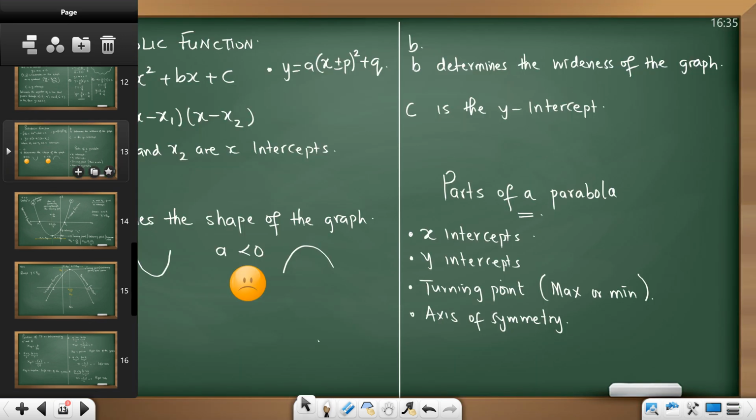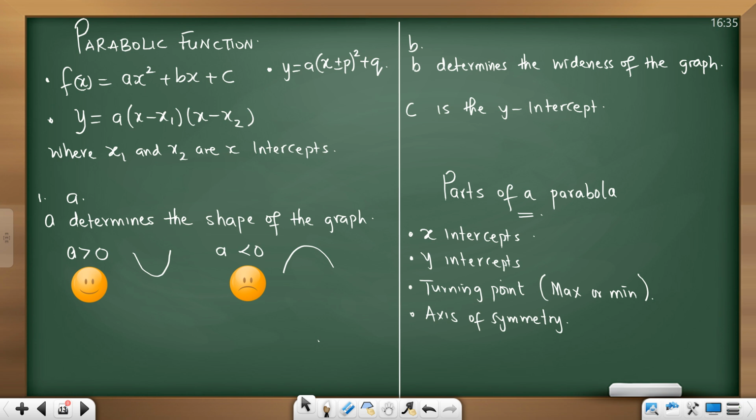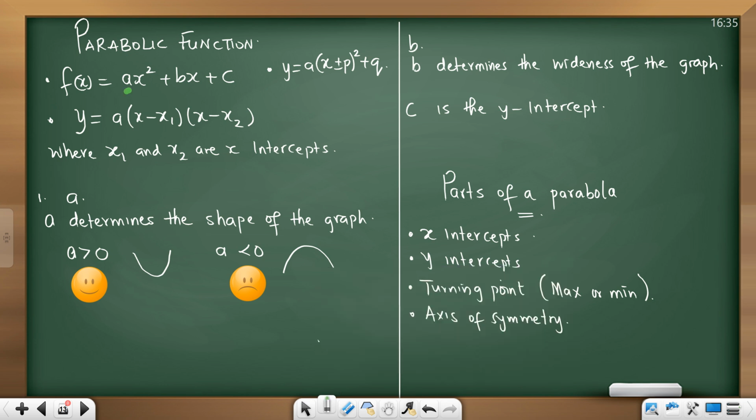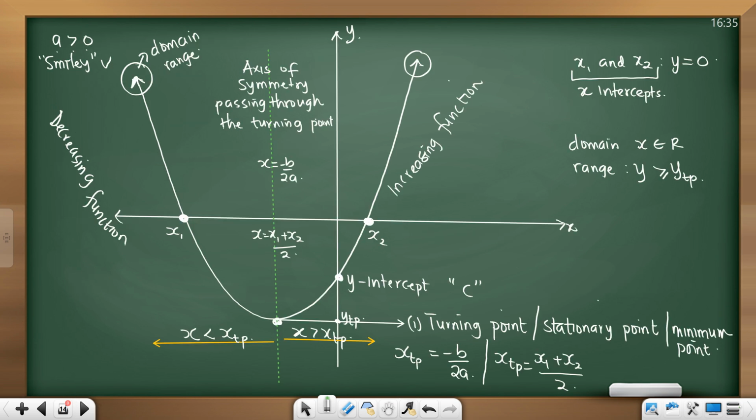And then we zoomed into a parabolic function. I wrote the formula, f(x) = ax² + bx + c. I told you what a would do, what b would do, and what c would do. We looked at part of the parabola, and how to calculate the main point on a parabola, which is your turning point. At that turning point, we said we have the axis of symmetry which passes through there. Please take note of all the formulas: -b/2a, (x1 + x2)/2.